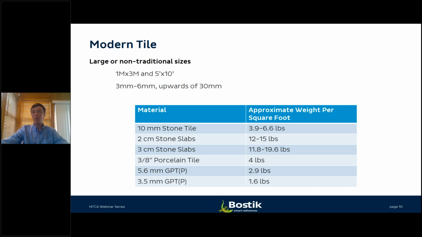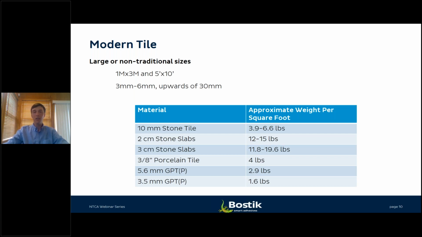In terms of a comparison to, for example, a 10 millimeter stone tile, you'll see that an average approximate weight per square foot of a 10 millimeter stone tile is going to range anywhere from 3.9 to around 6.6 pounds per square foot of material, of just the raw tile material. Then 2 centimeter stone slabs in the realm of 12 to 15 pounds.